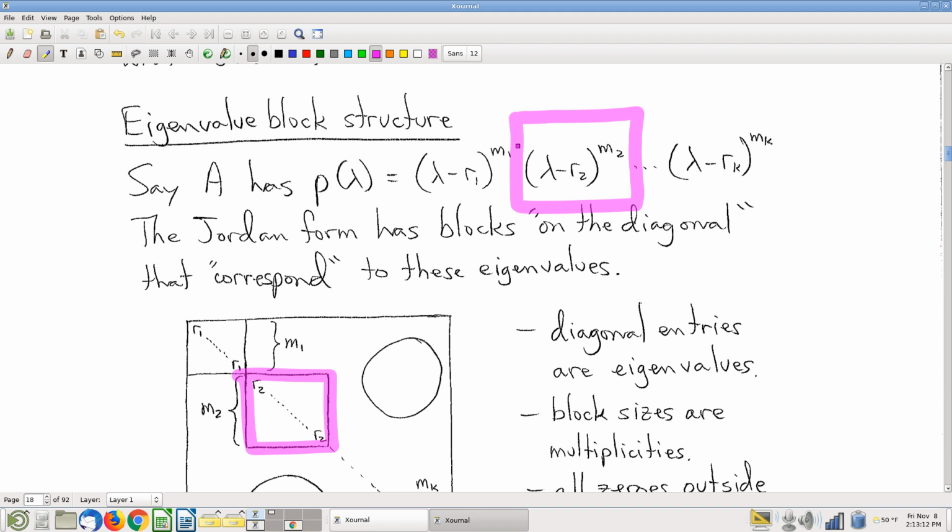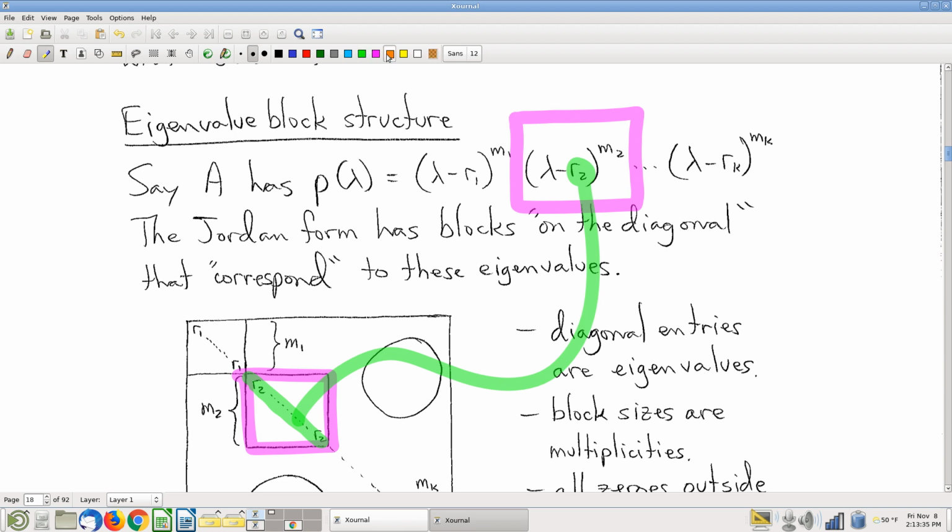So here's the connection, the relationship between the block and the factor. It is as follows. The diagonal entries on that block are the eigenvalue, aka the root corresponding to that factor.